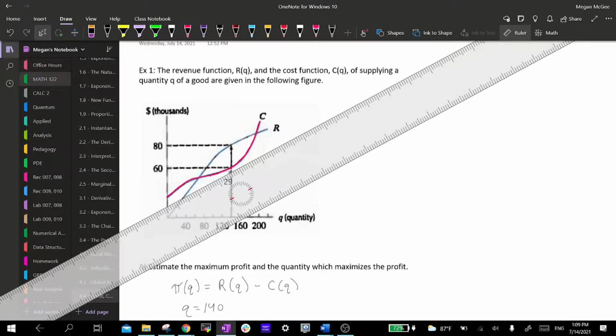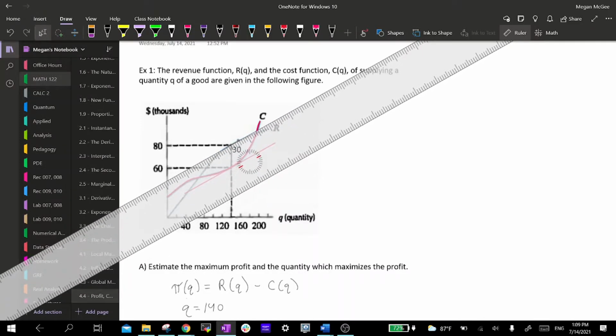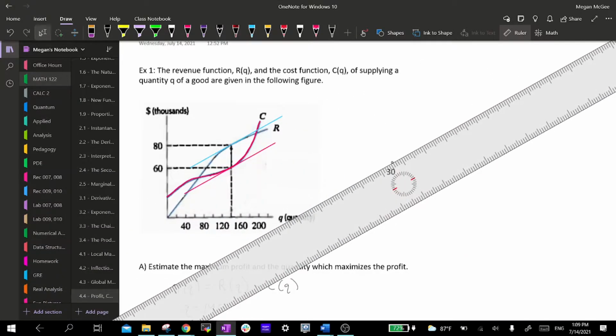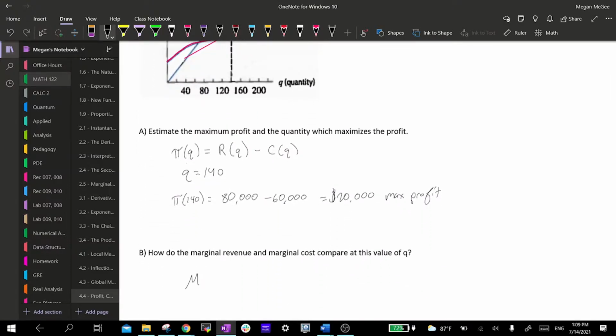So we want the tangent line at Q is equal to 140 for our cost function. There we go. And same thing for our revenue function at Q is equal to 140. They look to be about the same, don't they? So marginal revenue looks to be equal to marginal cost at Q is equal to 140.